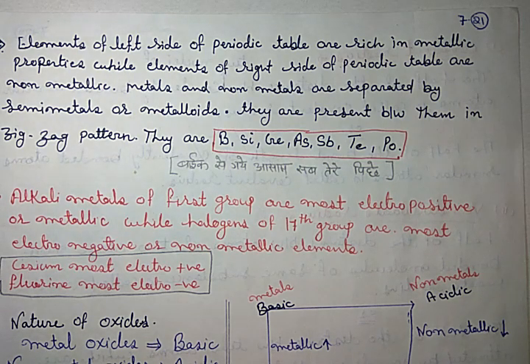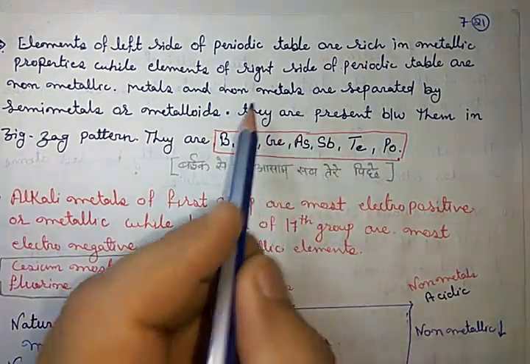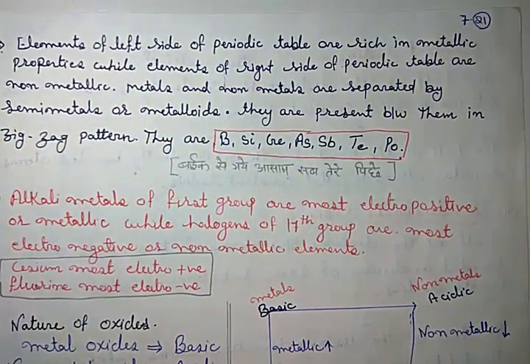Clear? Now, the elements on the left side of the periodic table are rich in metallic properties. That means the left side elements are metallic, while the elements on the right side of the periodic table are non-metallic. And the metals and non-metals are separated by semi-metals or metalloids. They are present between them in a zigzag pattern.